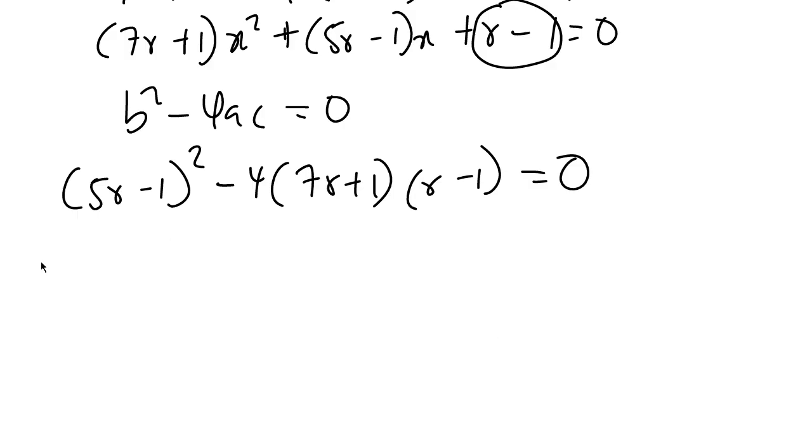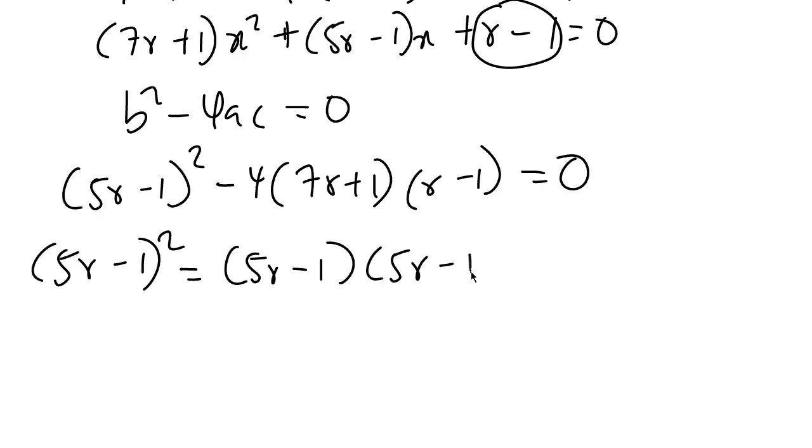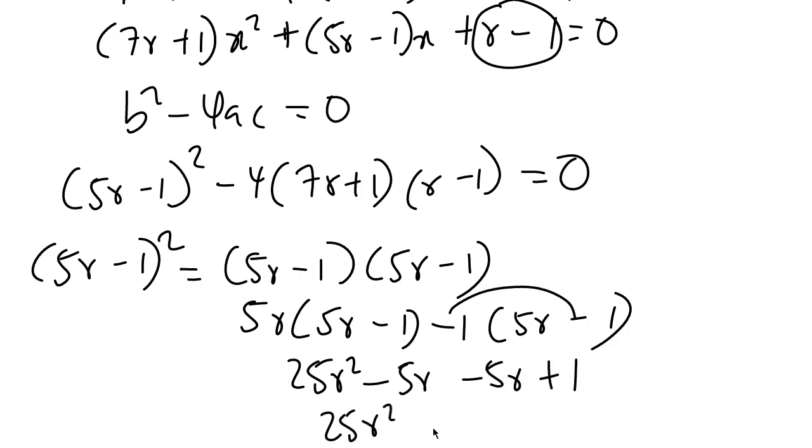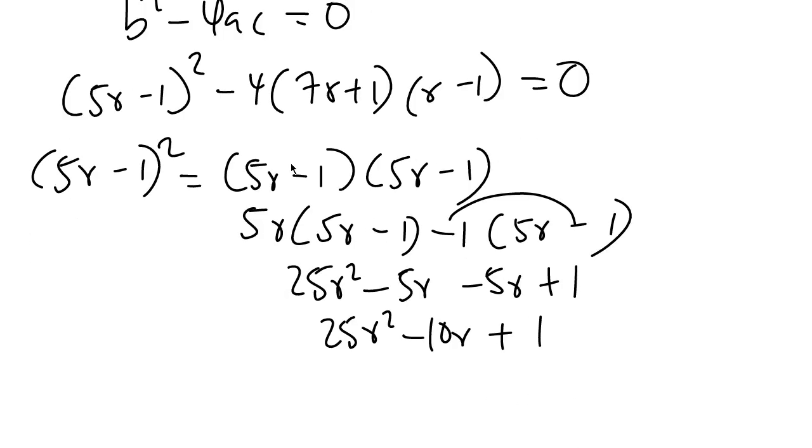So first of all, let's expand 5r minus 1 all squared. That will be 5r minus 1 into 5r minus 1, which will be 5r into 5r minus 1 minus 1 into 5r minus 1. And that will be 25r squared, that's 5r times 5r, minus 5r minus 5r, minus 1 times minus 1 is positive 1. That will be 25r squared negative 10r plus 1. Do you grab?